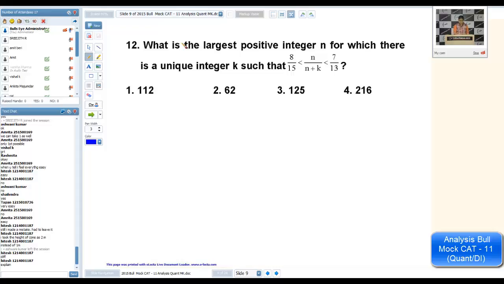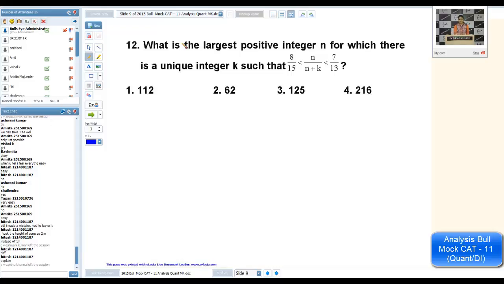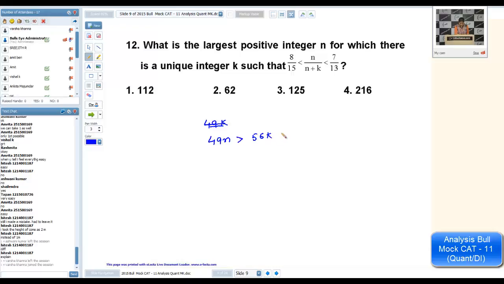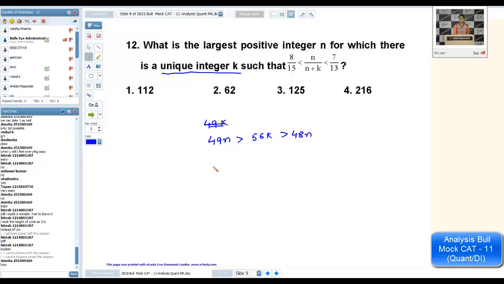Yes, I will. Since n and k are positive integers, I can solve this inequality. If I solve this inequality, I'll get 49n is greater than 56k is greater than 48n. I think you can solve it. What was the catch in this question? There must be a unique integer k. That was the catch here. Amrita, that is a simple calculation process. I'm taking the original thing.